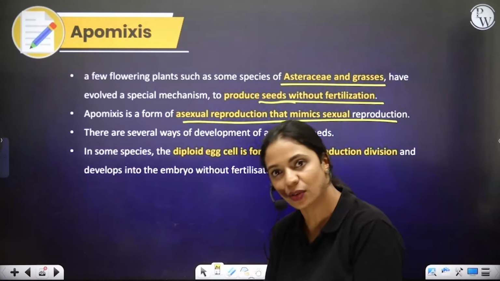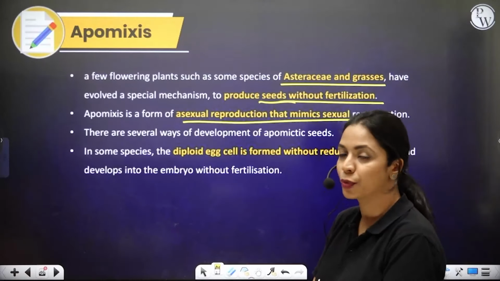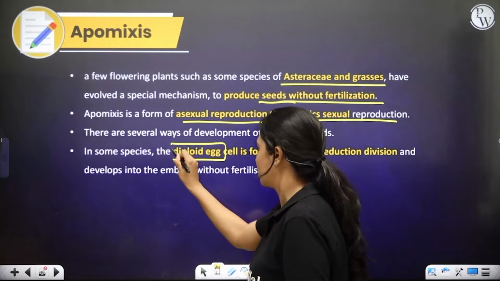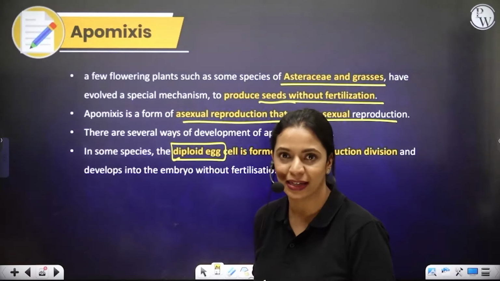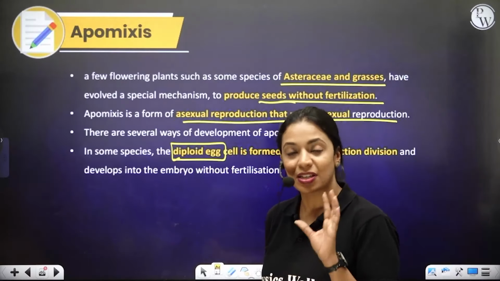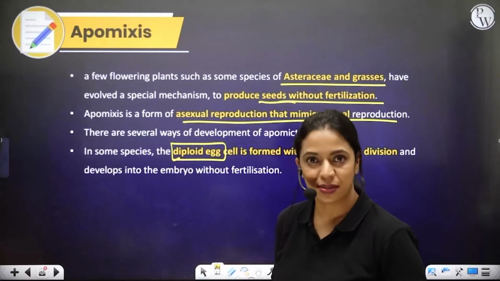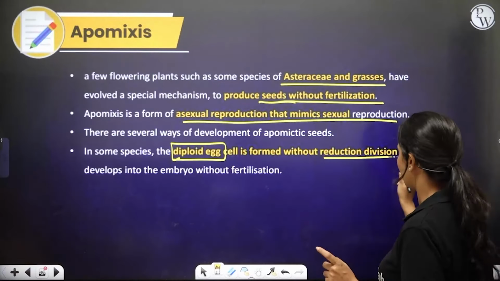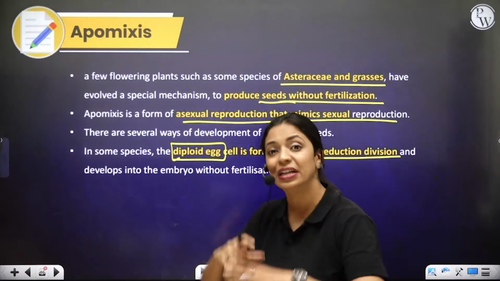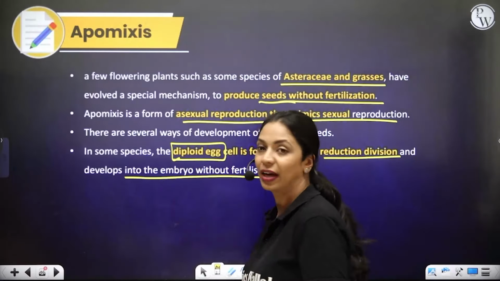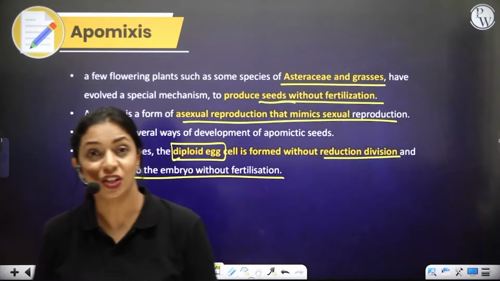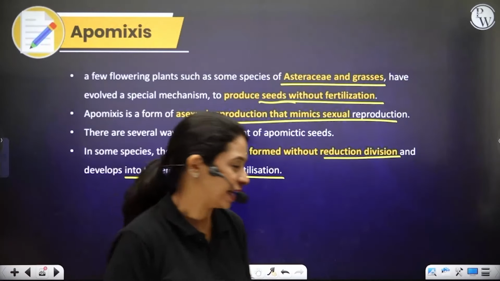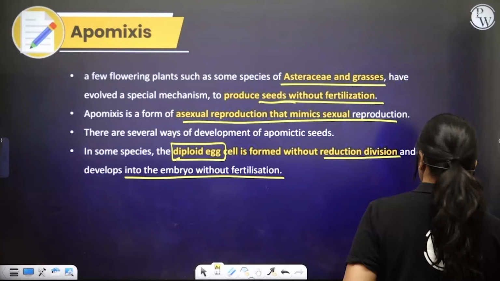There are so many ways in which this can be brought about. One example is, in some species, the egg is formed because of meiotic cell division. In some species, egg is diploid itself, meiosis will not take place, and this diploid egg cell, which is formed without reduction division, itself will develop into the embryo without fertilization. So in such cases, seed will form, but fertilization has not taken place. Okay, so that is about apomixis.